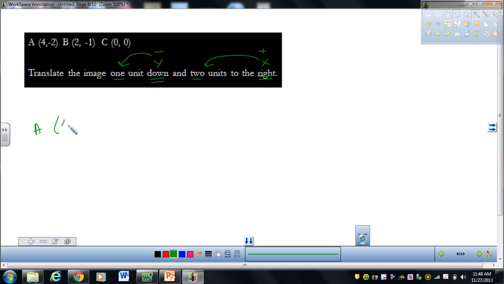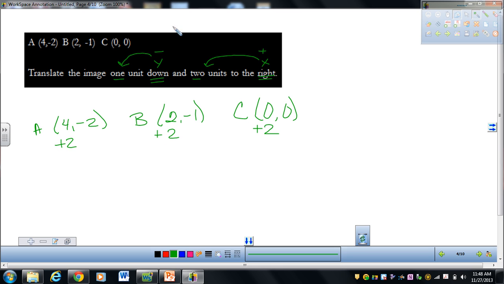So if my a is 4, negative 2, and b is 2, negative 1, and c is 0, 0, I'm going to add 2 units to x, so I'm going to add 2 to all of my x's. And I know that the first number in my point is x because x comes before y. And then I'm going to subtract 1 from my y's. So subtract 1 from all of my y's. I know that comes second because if I sing my ABCs, the y comes after x.